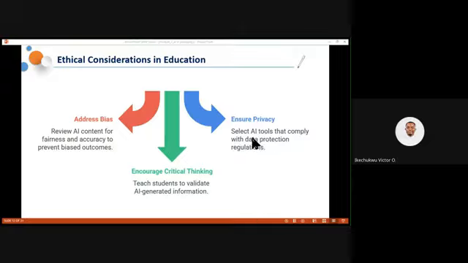Then always ensure privacy, that the data you are feeding complies with data protection regulations for a country, for a state, for whatever demography or geopolitical location it's going to be. Ensure that those tools comply with the data protection regulations for that particular place. You cannot afford to just use anything or just go with anything.